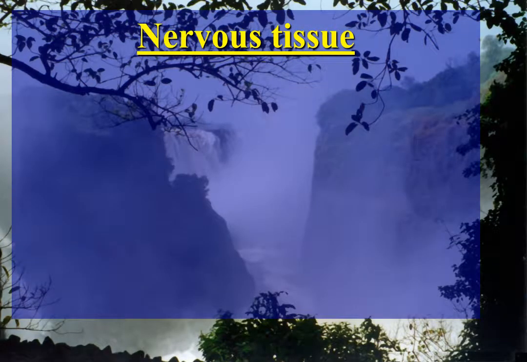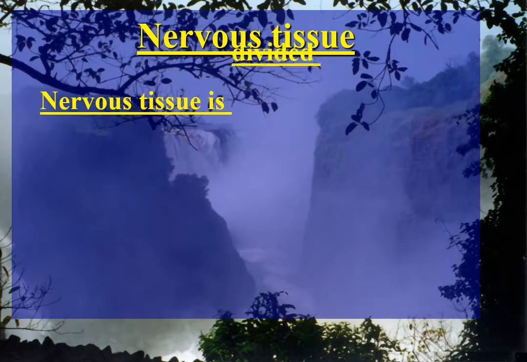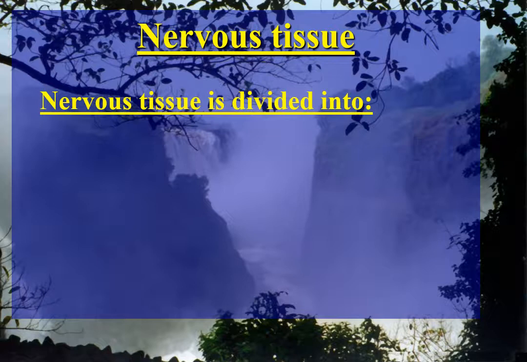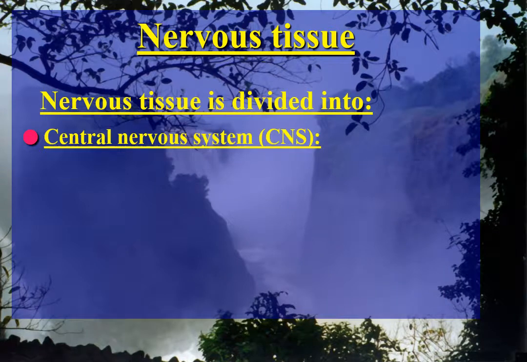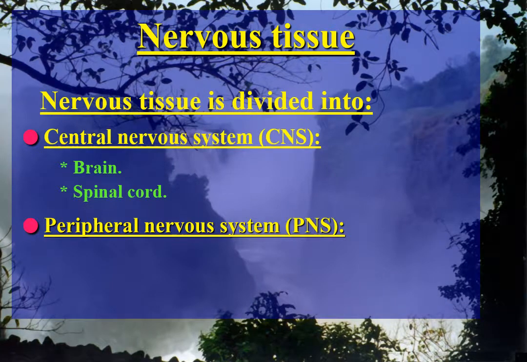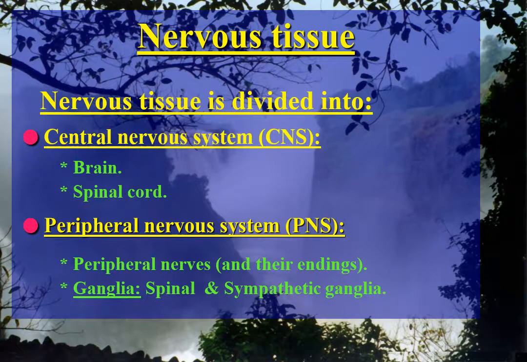Nervous tissue is one of the four basic tissues of the body. Nervous tissue is divided into the central nervous system, CNS, which includes the brain enclosed in the skull, and the spinal cord enclosed in the vertebral column, and the peripheral nervous system, PNS, which includes peripheral nerves and their endings, and ganglia, both spinal and sympathetic ganglia.